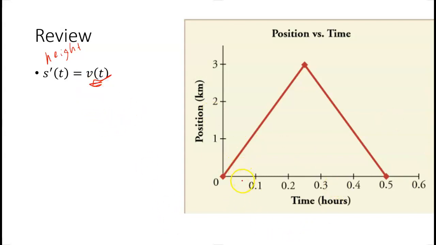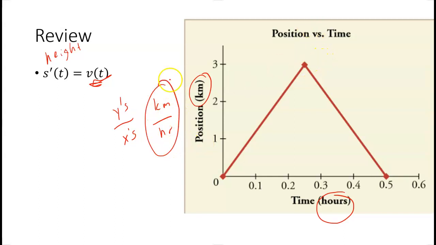Nice time to practice units. The units of velocity, because it's a derivative, will be y's over x's. In this case, the unit of our y is kilometers. The unit of our x's is hours. So the units of velocity for this particular graph will happen to be kilometers over hours.